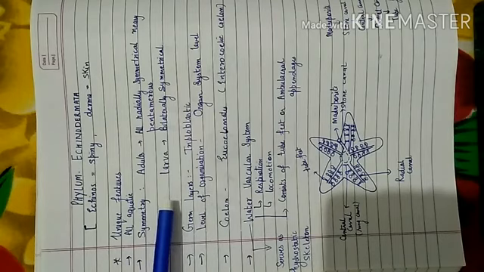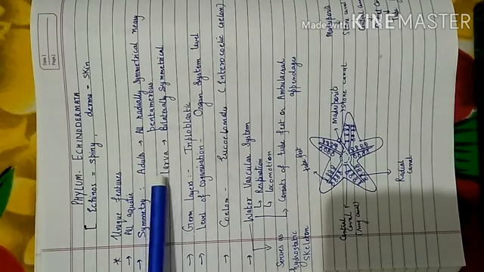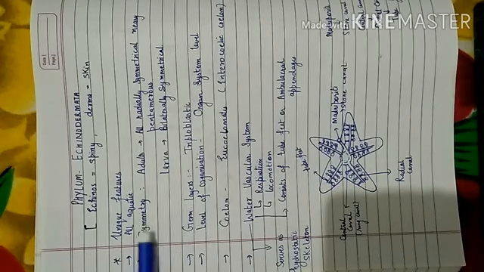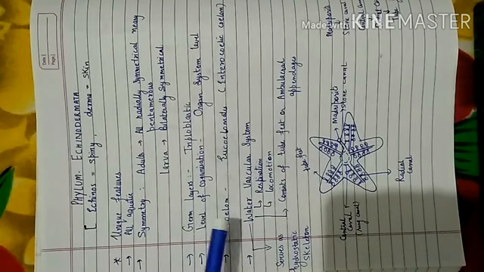And one more important thing, the radial symmetry is found in three phylums again, that is Cnidaria, Ctenophora and Echinodermata. So they all are marine aquatic animals. Adults show radial symmetry and the larvae show bilateral symmetry. They are triploblastic animals. Then the level of organization is organ system level of organization.